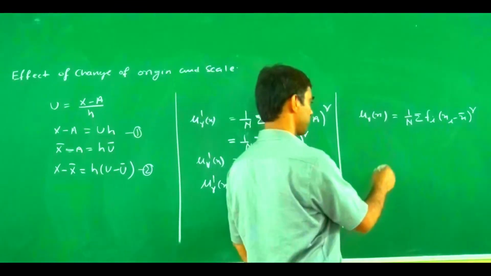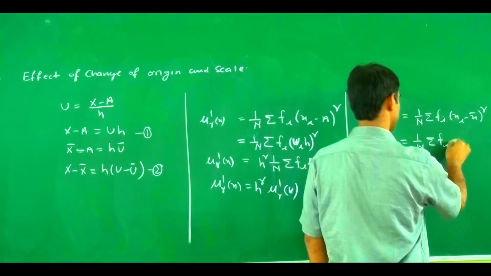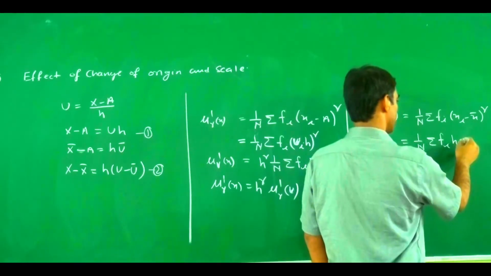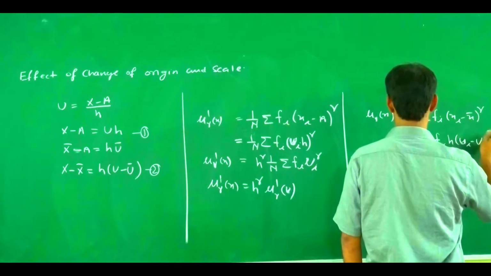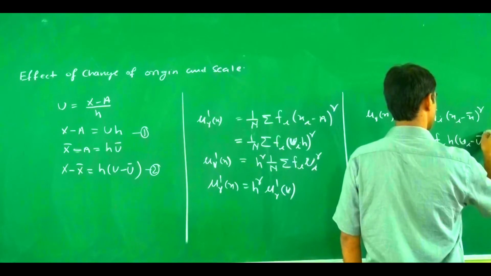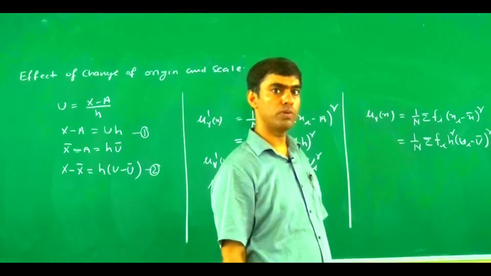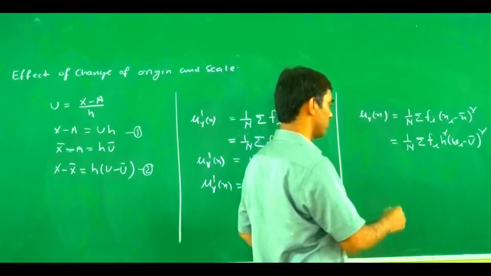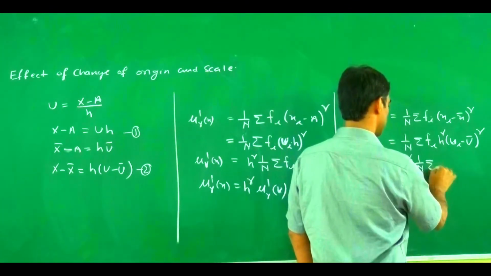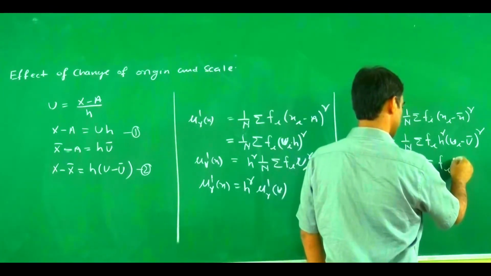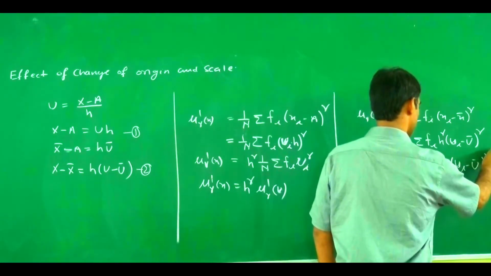So here this becomes 1 upon n summation of fi h ui minus u bar to the power r. What is the power of h? r. So h to the power r is a constant, so this comes outside. So this becomes h to the power r outside, 1 upon n summation of fi ui minus u bar to the power r.